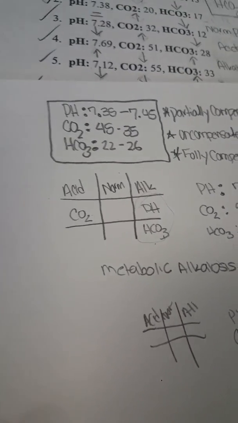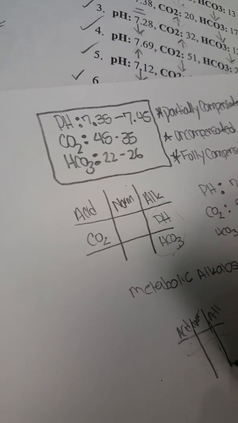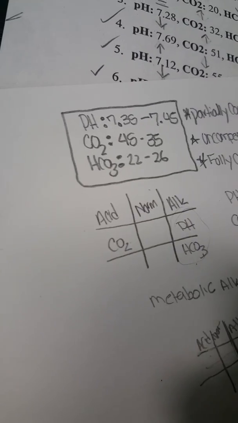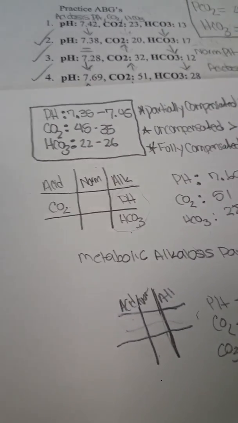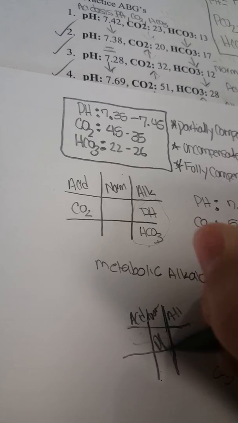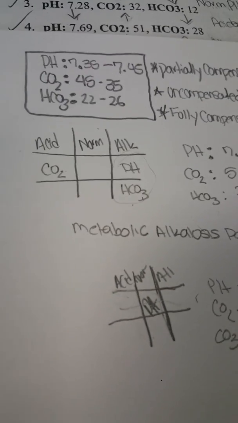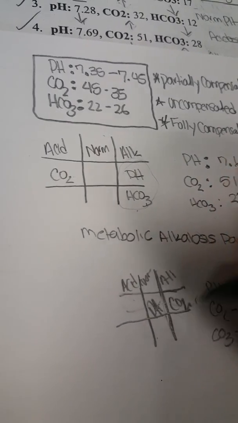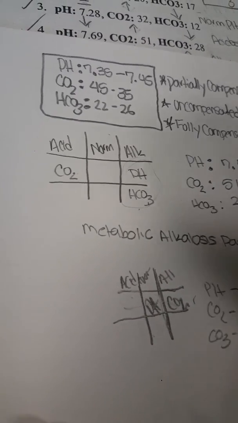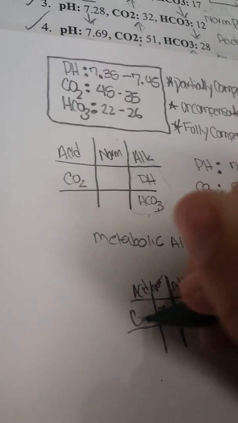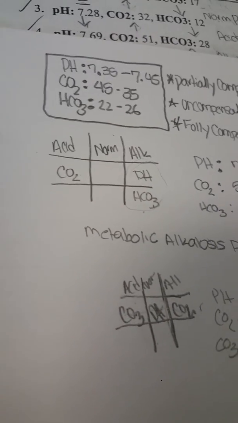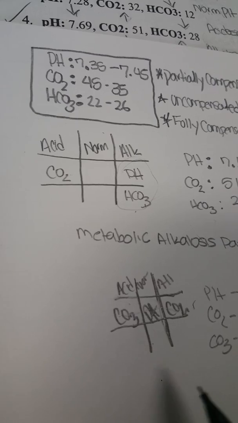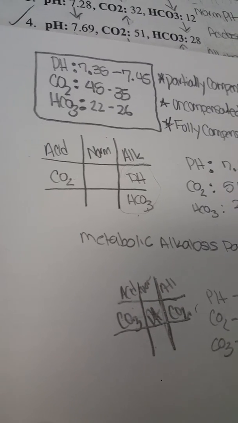Now we're gonna go ahead and input it. So let's make this a little bit bigger. So we have the pH within normal. We have the respiratory on alkalosis and the metabolic in acidosis. Okay, so now you see it's all aligned.